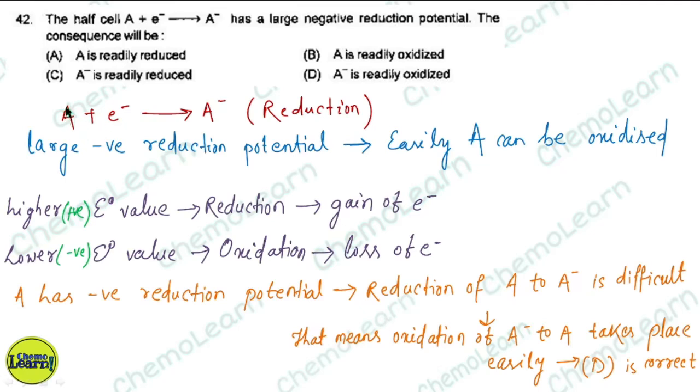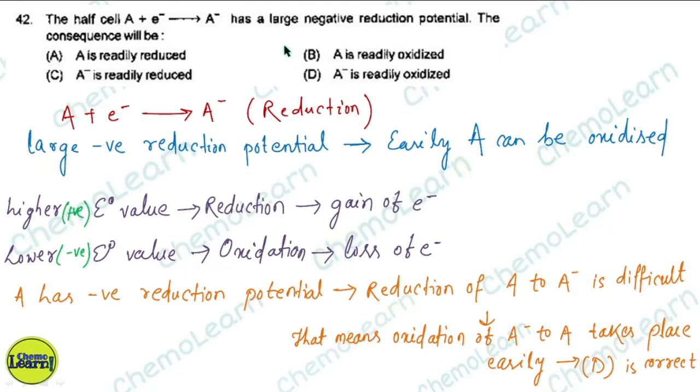That means A is gaining one electron and it is becoming A minus. So this process is nothing but our reduction, and the higher the value of E naught, the easier reduction can take place. That means gain of electron, and a lower value of E naught indicates oxidation. That means loss of electron.